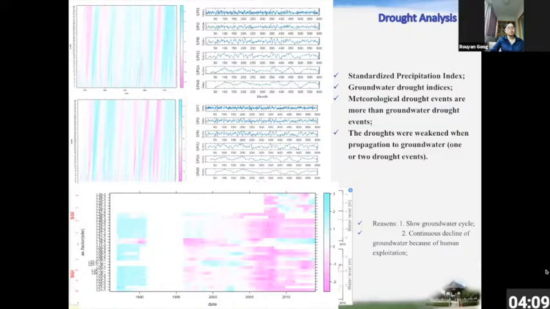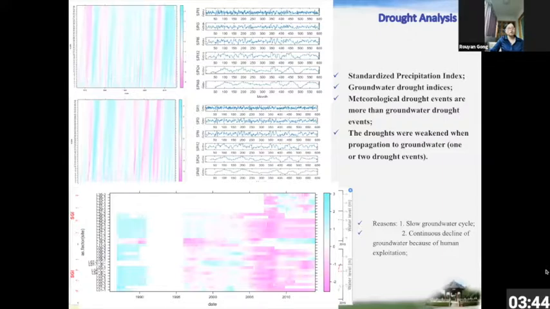The propagation time from meteorological to groundwater drought had different performances in shallow, middle, and deep aquifers. The reason may be the slow groundwater cycle. Some researchers used the change rate of the water storage deficit to present the recovery speed during the duration of the drought, to confirm the recovery time rather than the recovery period alone. The drought development duration is often overlooked.